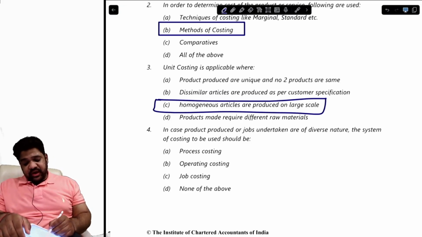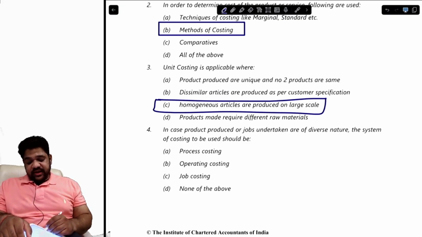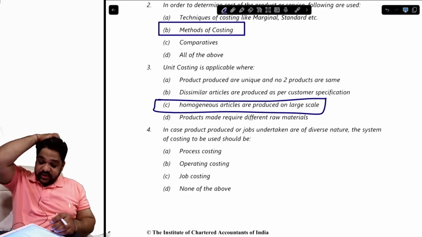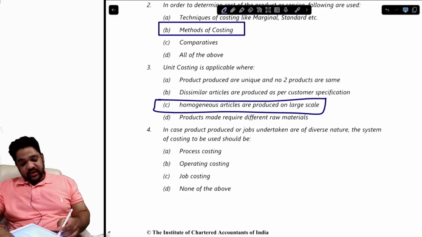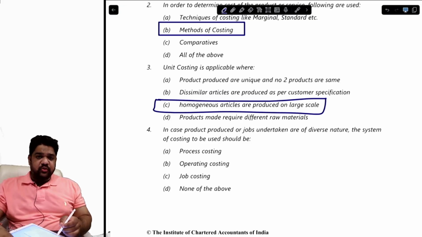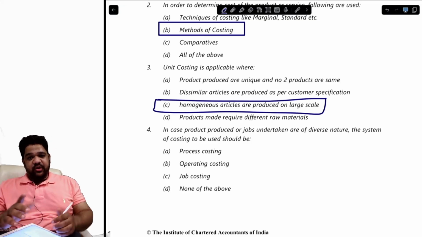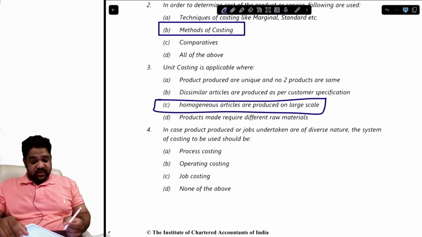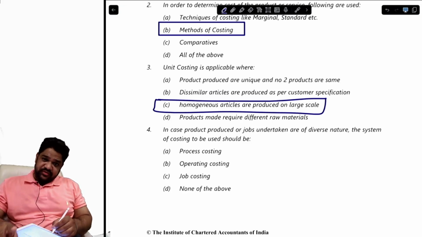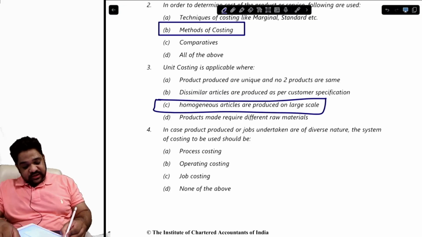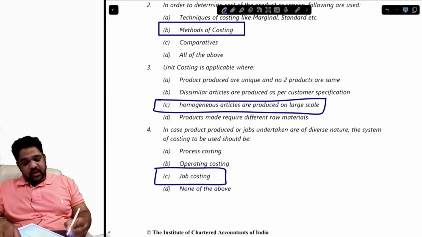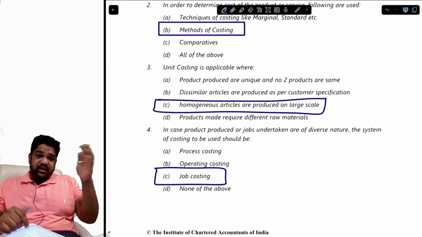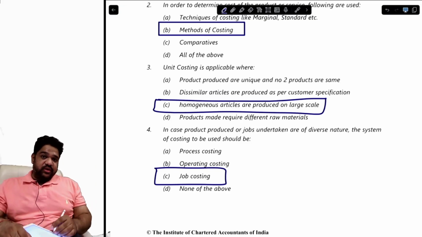Fourth one, in case of products produced or jobs undertaken are of diverse nature, the system of costing to be used. Now, if they are of diverse nature, meaning they are different, can you use process costing? I don't think so. Why? Because it is one product, one cycle broken down into different smaller processes. Operating costing, this is actually the name for service costing. Job costing, the answer is yes. You are finding the cost of that particular job, which is why whenever they are very different products, you find them, and that is what the answer will be.